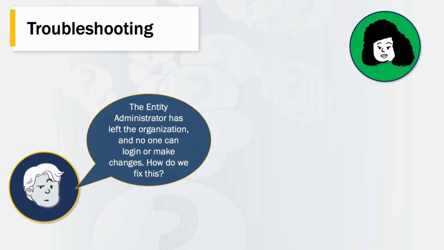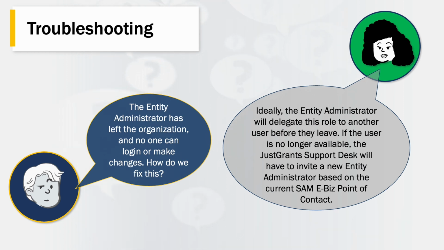Okay, so the entity administrator has left the organization, and no one can log in or make changes. How do we fix this? Sure. Ideally, the entity administrator will delegate this role to another user before they leave. If the user is no longer available, the JUST Grants support desk will have to invite a new entity administrator based on the current SAM eBiz point of contact.